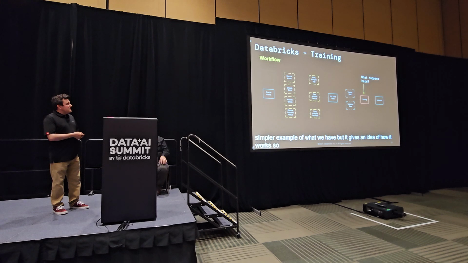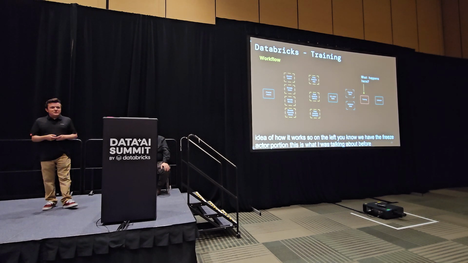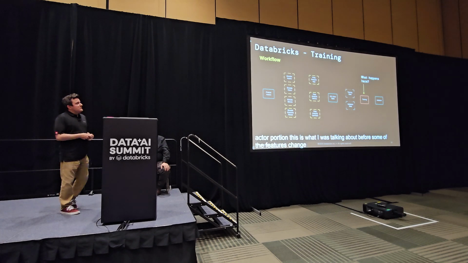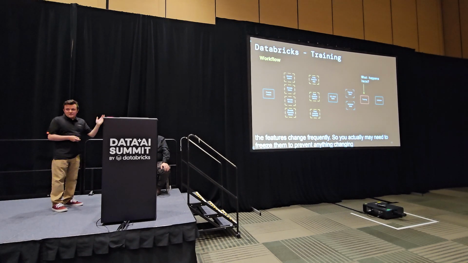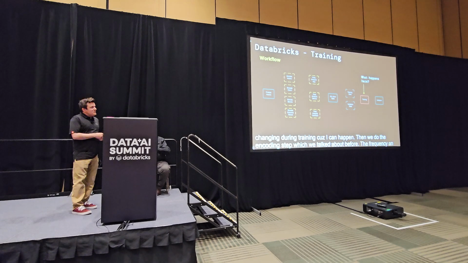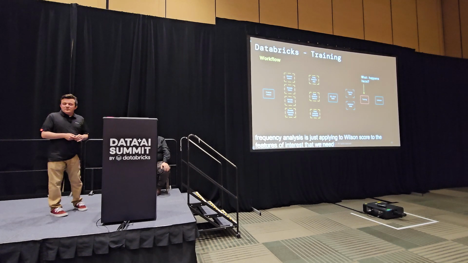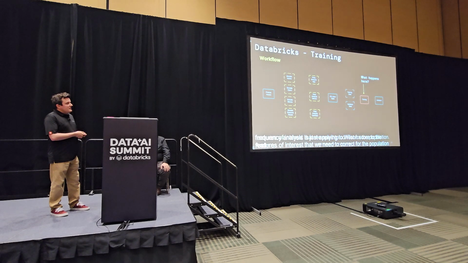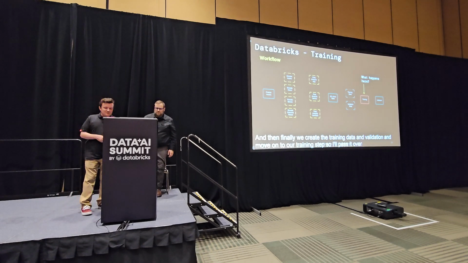So on the left, we have the freeze actor portion. This is what I was talking about before. Some of the features change frequently, so you actually may need to freeze them to prevent anything changing during training, because that can happen. Then we do the encoding step, which we talked about before. The frequency analysis is just applying the Wilson score to the features of interest that we need to correct for the population. And then finally, we create the training data and validation and move on to our training step. So I'll pass it over to Jericho.